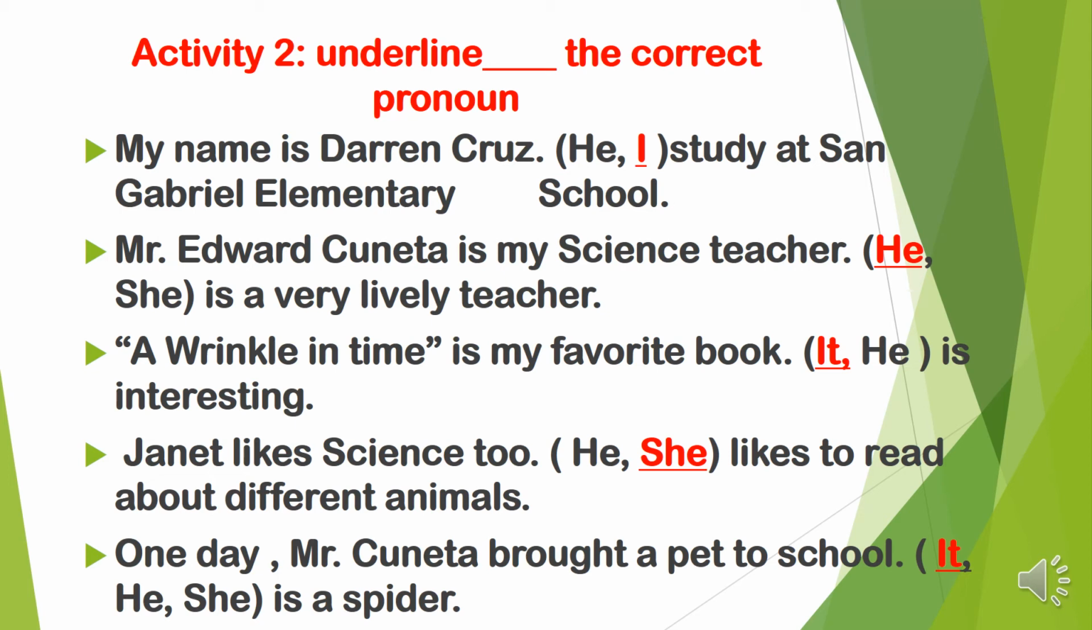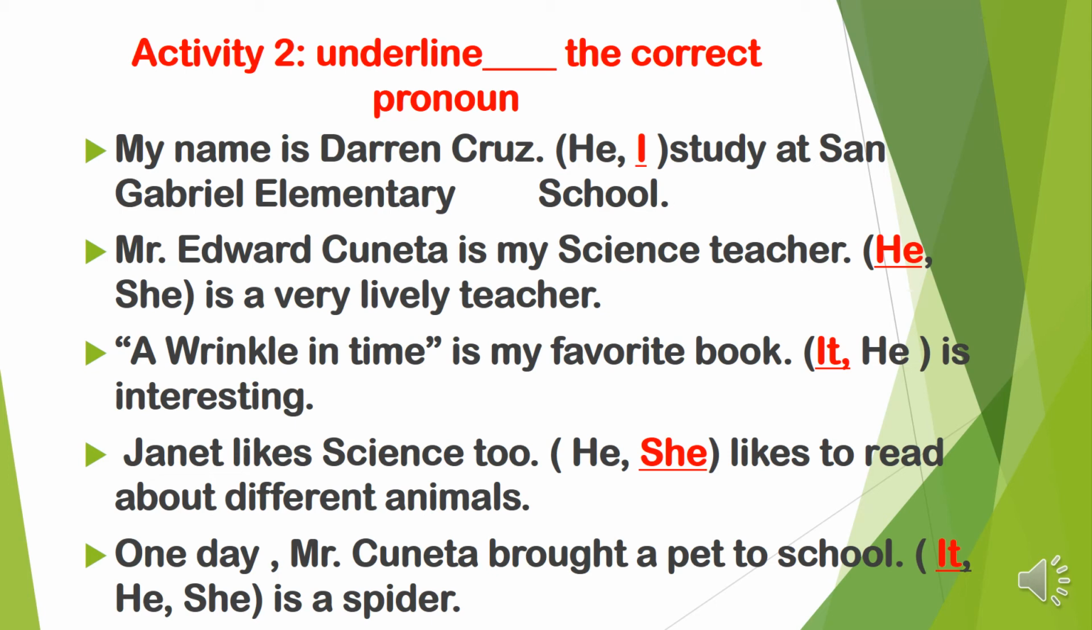My name is Darren Rose. So you are going to introduce yourself where you study. So we choose the most appropriate one. It's quite confusing, class, but you need to think and read the sentence carefully. Again, my name is Darren Rose. I study at San Gabriel Elementary School. And that's an absolutely correct sentence and correct choice of personal pronoun.